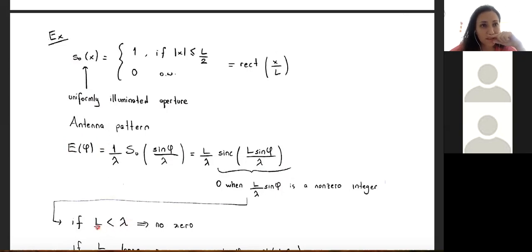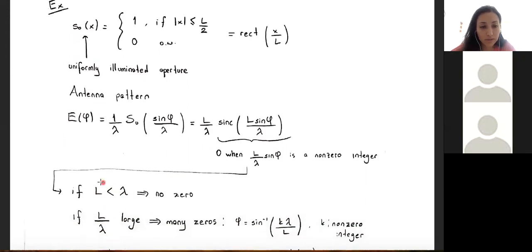But this is almost never the case. In physical apertures, we always have sizes that are much, much larger than lambda. So this case is not of very practical interest. If you consider the case that L over lambda is greater than one, or in general large, as I said, then we're going to have many zeros in this function, whenever the inside becomes an integer.